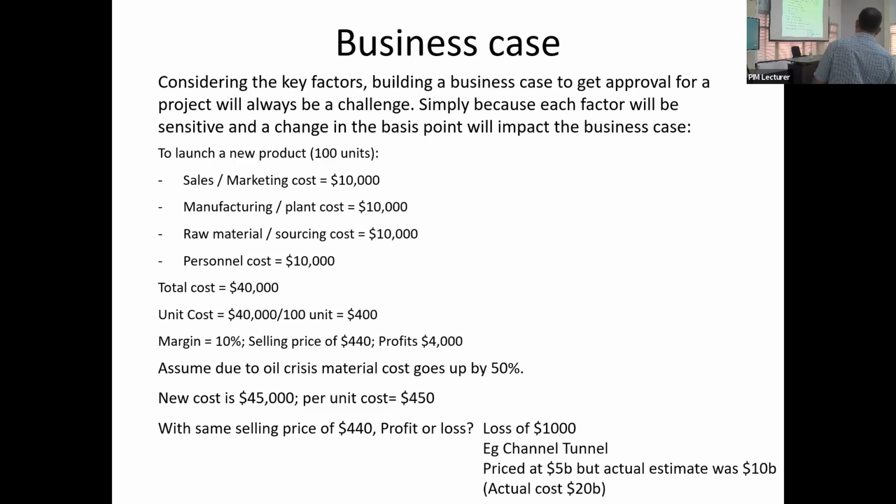So I'll give you a simple example that's called the Channel Tunnel. The Channel Tunnel is a project between the UK and Europe, or the UK and France. Their estimate was 5 billion. The price was 5 billion for approval, but the actual cost was 10 billion. They already knew that. Why would they go for approval for 5 billion and not 10?